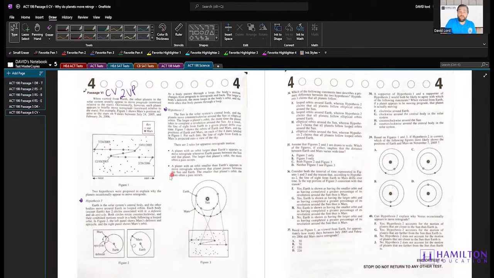All right, your steps when you're doing the conflicting viewpoints is different than the other 2. I recommend that you identify the question, which is usually right before the first argument. So here's our question. So it says 2 hypotheses were proposed to explain why the planets occasionally appear to move retrograde. So that's what we're looking for. So the hypotheses or arguments are usually in the first part of the body. So for hypothesis 1, it says Earth is the central body and the other objects move around it. So Earth is central. And for hypothesis 2, it says the sun is central.